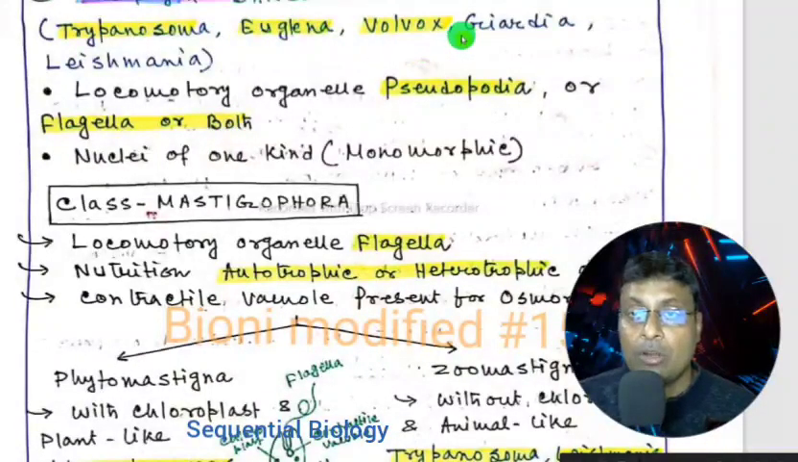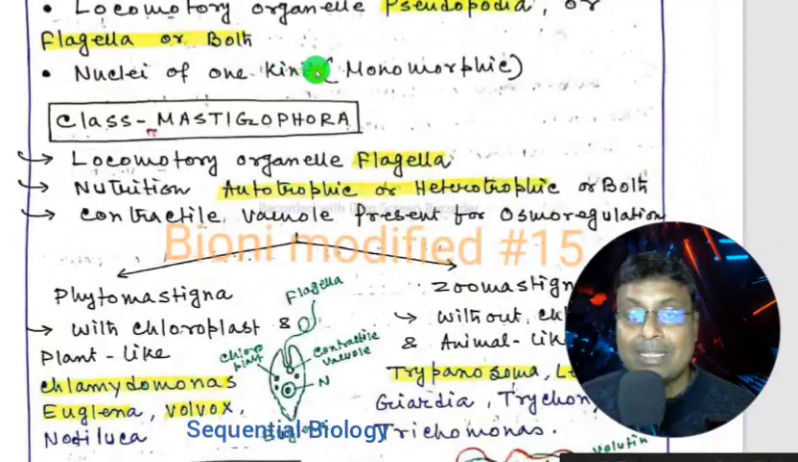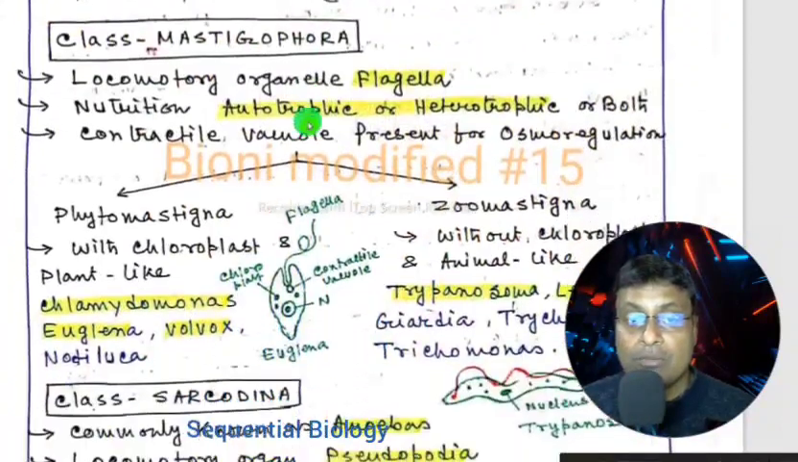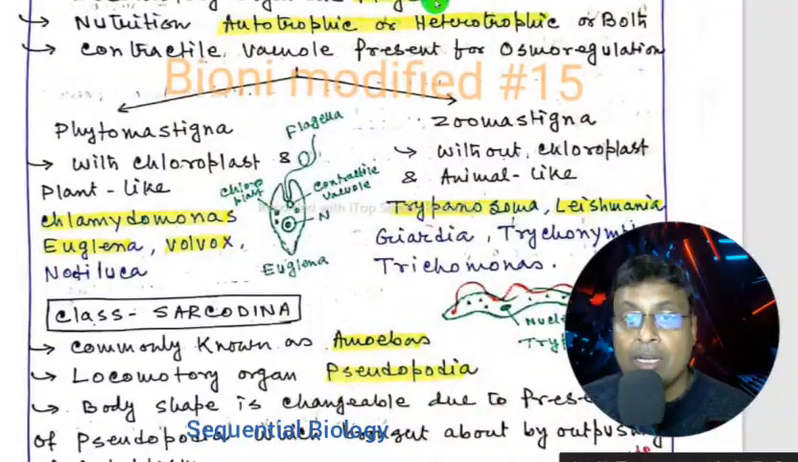Trypanosoma, Euglena, Volvox, Giardia, and Leishmania are included in this group. And the nuclei are of one kind, only a single type of nuclei can be found, so they are monomorphic. This subphylum Sarcomastigophora is again divisible into 2 classes, the Mastigophora and the class Sarcodina. The first is Mastigophora, and their locomotory organelle is flagella.